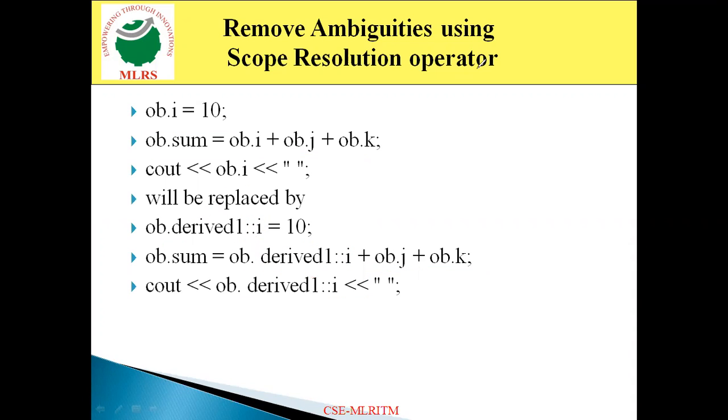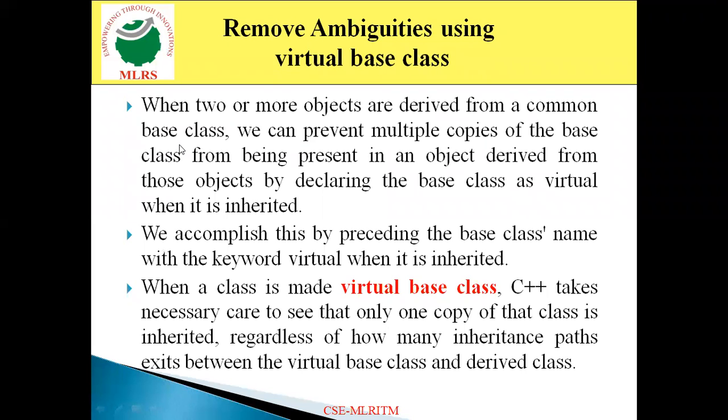But practically, it is not easy to specify in all the cases, and it is not a complete solution to use the scope resolution operator to remove ambiguity in all situations. So for that purpose, in order to remove ambiguities, we make use of virtual base classes. By means of a virtual base class, we remove the ambiguities.